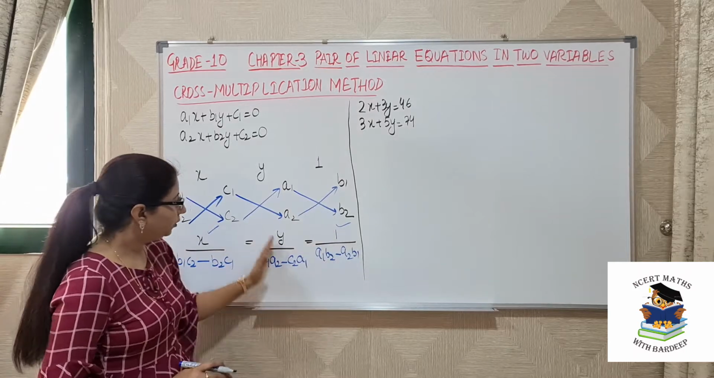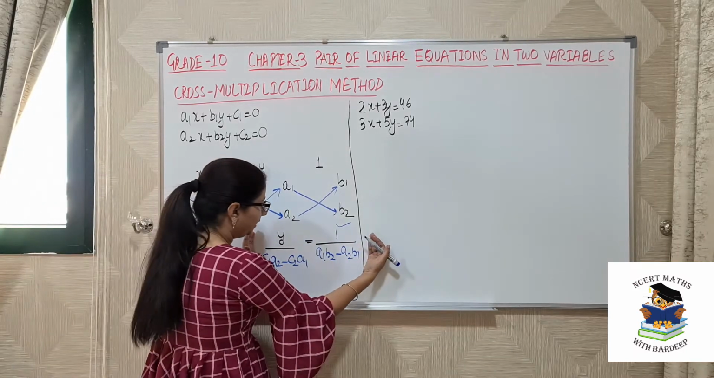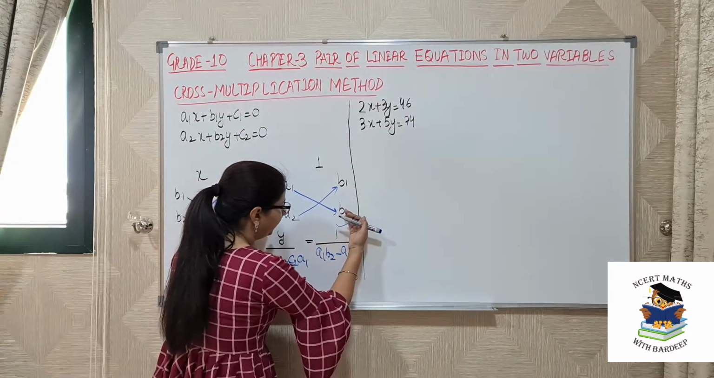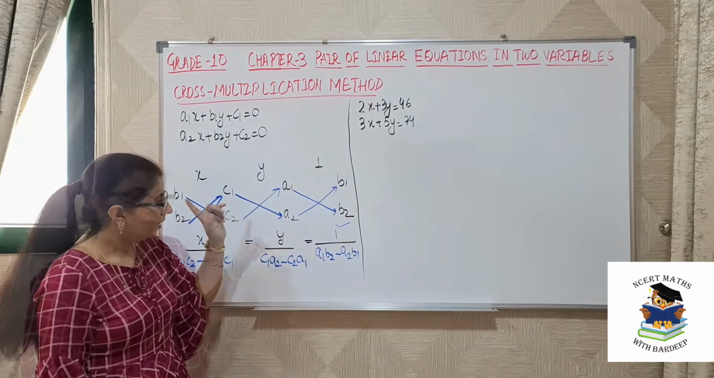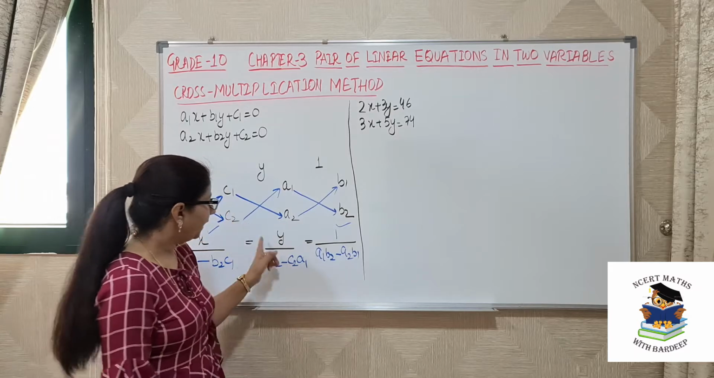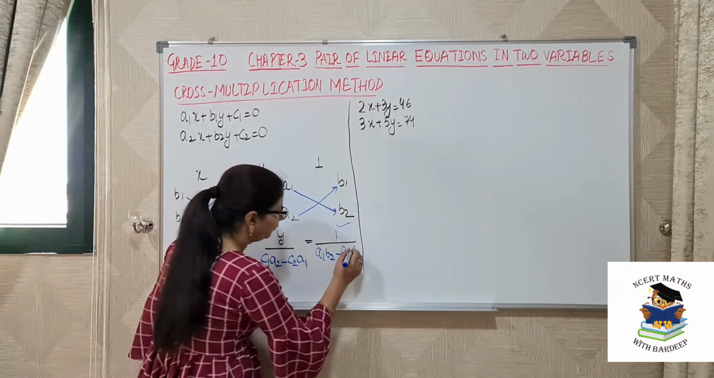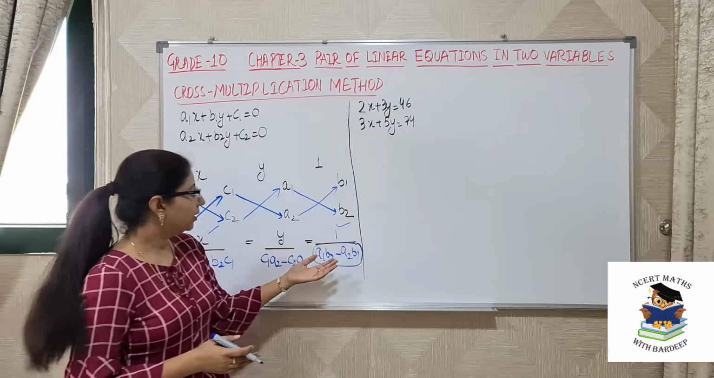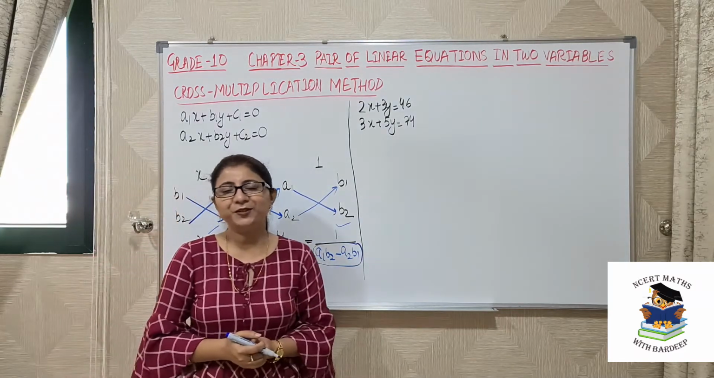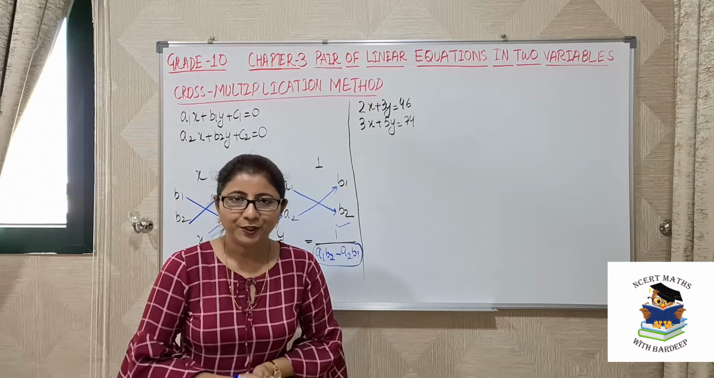For finding the value of y, we will use these two. Again cross multiply, this will come up and you will get the value of y. You are able to solve the value of x and y only if this thing is not equal to 0, because if it is 0, the denominator is 0 and division by 0 is not defined.